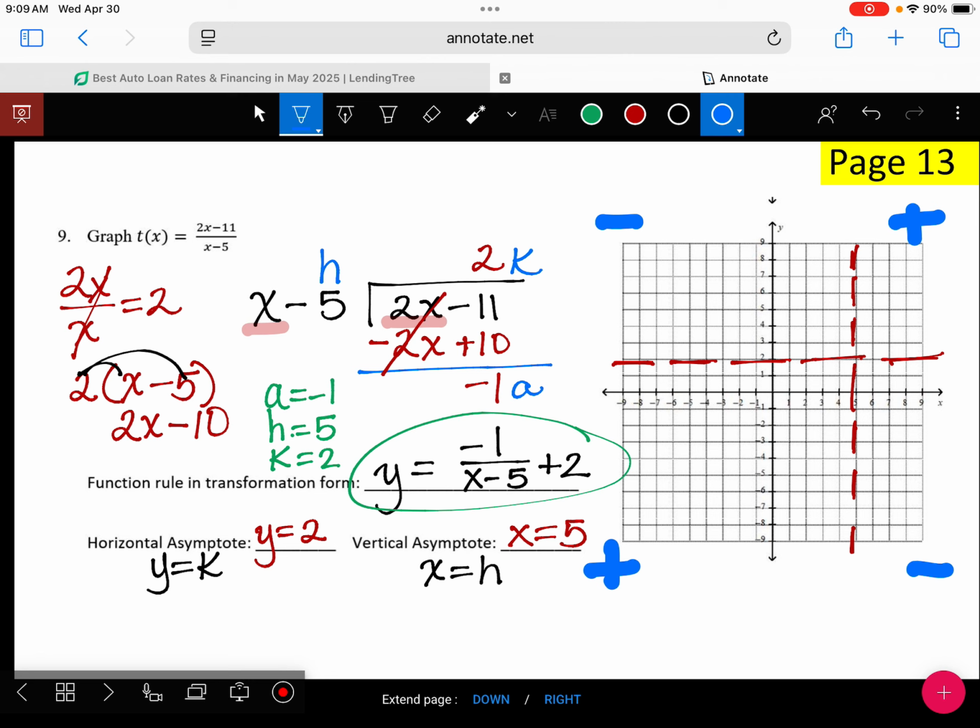So where am I going to graph? Am I going to graph in the positive or in the negative? So a tells you that. a tells you where to graph. And because a is negative, I'm going to graph in the negative. So that means that I'm not using this part.